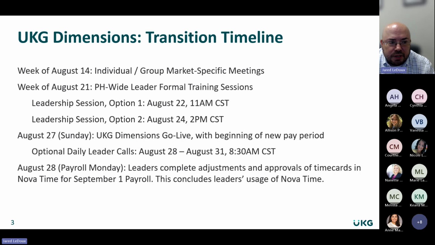So right now, our plan is to go live with UKG Dimensions on August 27th. That is a Sunday, this upcoming Sunday. We do that to coincide with the beginning of a new pay period. We can't run two separate payrolls with two different systems. We need to finish up on August 26th in Nova Time and then transition over to UKG Dimensions right after that.